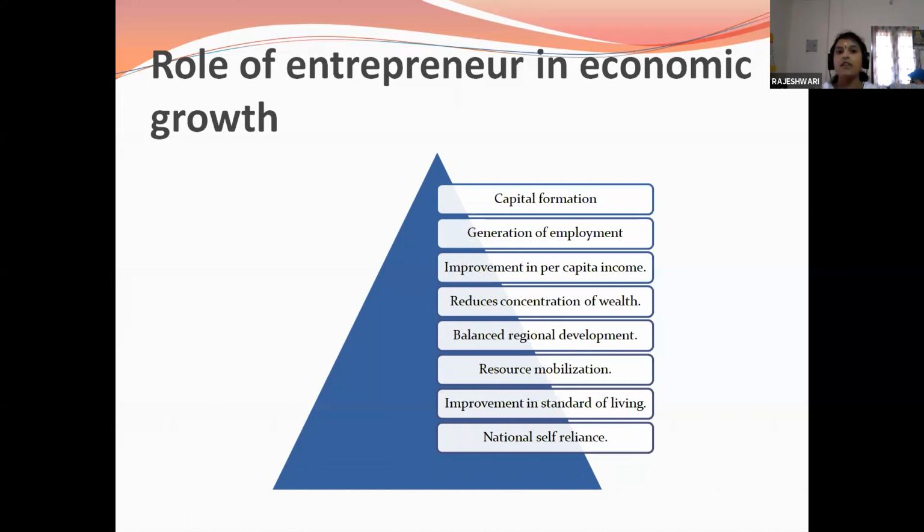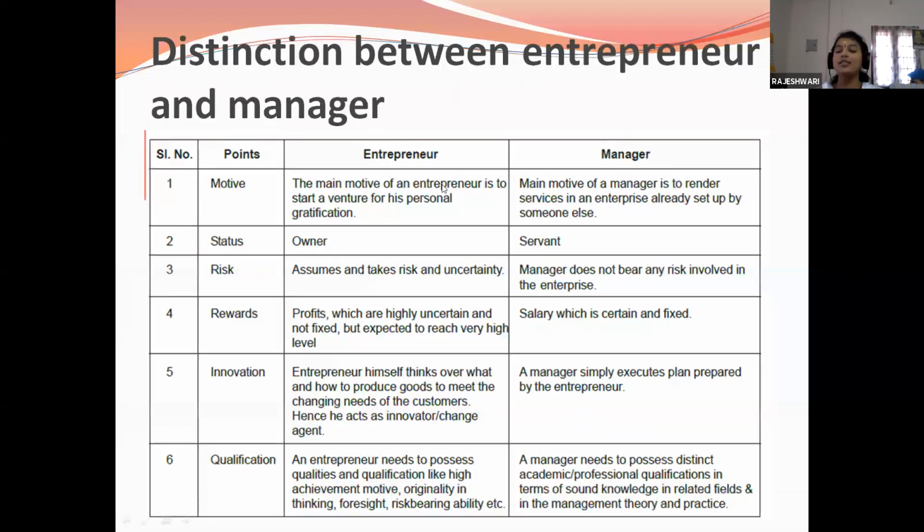Next, we are going to see the distinction between an entrepreneur and a manager. This is a small difference, a distinction between the entrepreneur and the manager. A manager, in this sense, is working somewhere. If you are doing self-employment, that means you are running your own business unit, that is the entrepreneur, and if you are working at some other place, that is the manager.